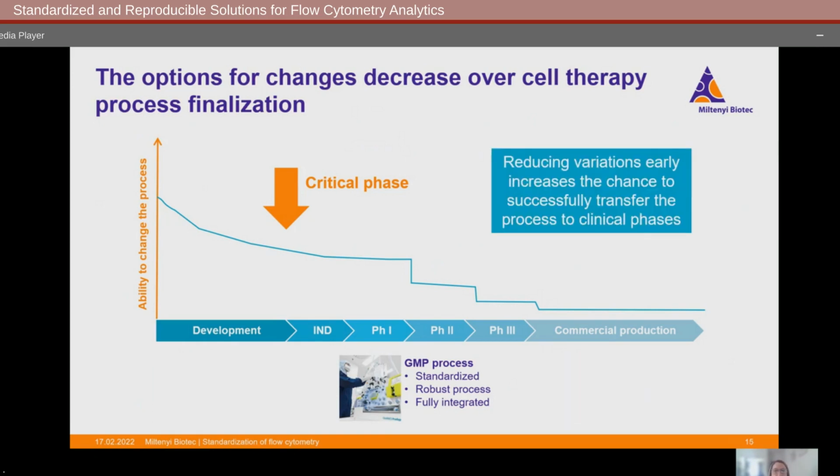When you're moving finally from the GMP process to commercial production, you have to keep in mind that at each one of these stages there's a critical phase at which you can't go back, and you can't get rid of those variations if you're seeing them later on within this process. So if you can reduce variations early on, you're really increasing the chance to successfully transfer your process to the clinical phase.